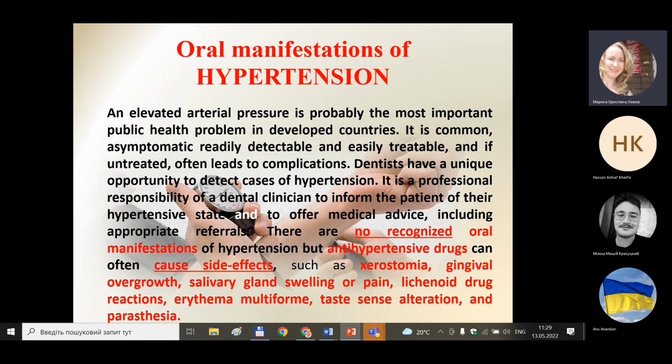But antihypertensive drugs can often cause side effects, such as xerostomia, gingival overgrowth, salivary gland swelling, or pain. Lichenoid drug reactions, erythema multiforme, taste sense alteration, and paresthesia. All of that are symptoms of side effects of antihypertensive drugs.